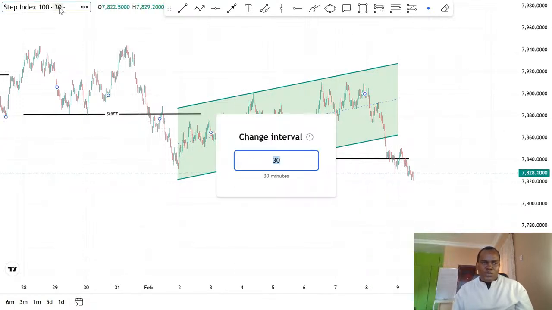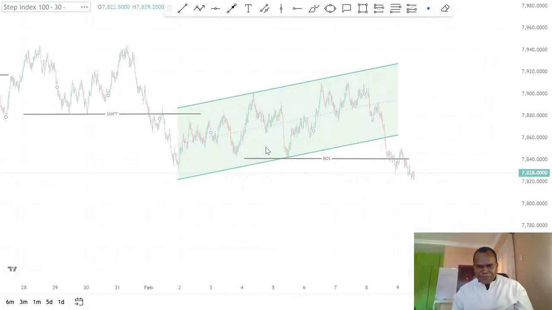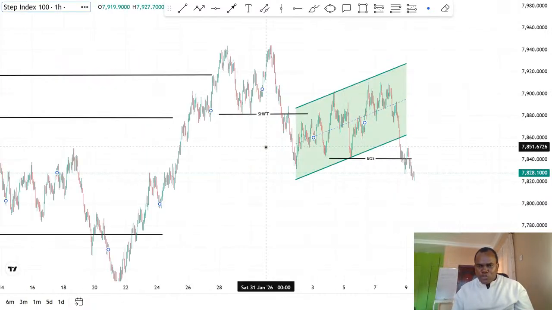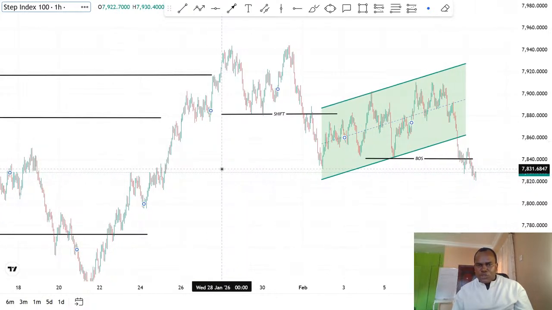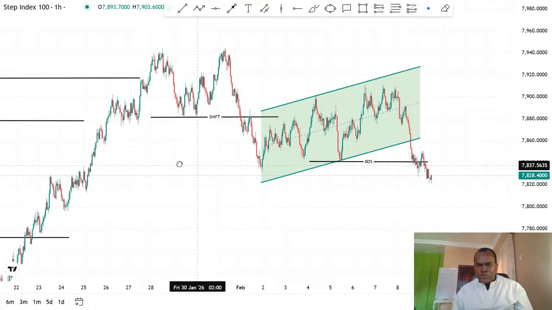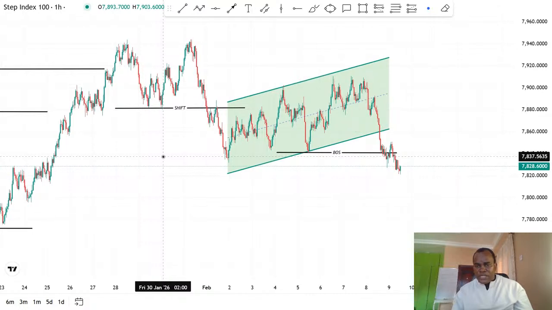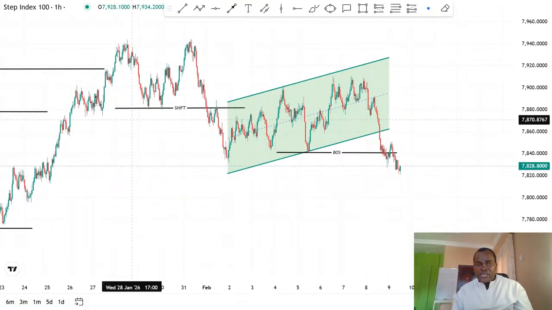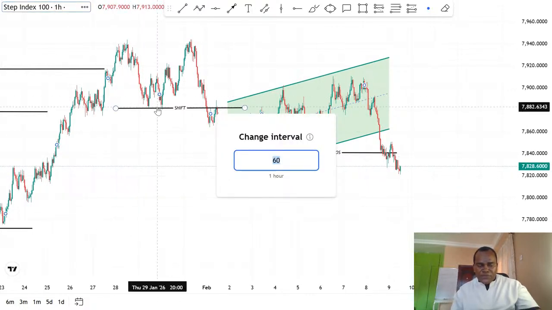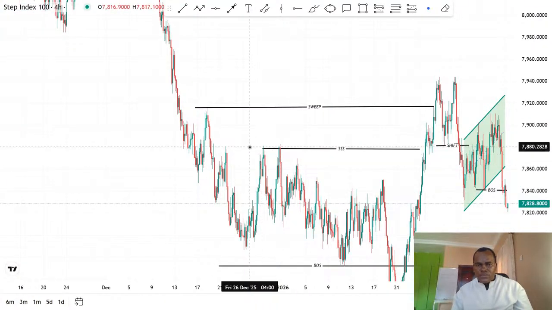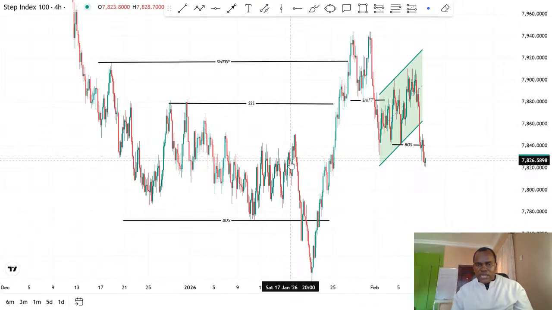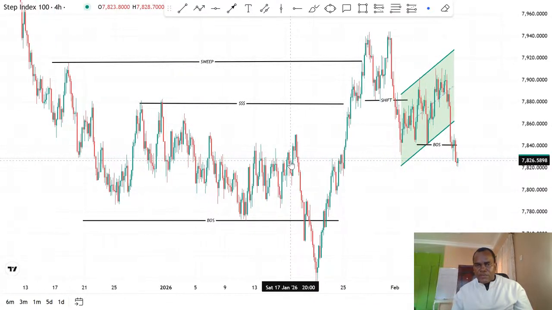But I want to go to the higher time frame again to look for where I have my liquidities. I'm going to 1 hour to look for where I have possible liquidities, other blocks of fair value gaps. I think I have, let me see, 4 hours. Let me see what I have on 4 hours.